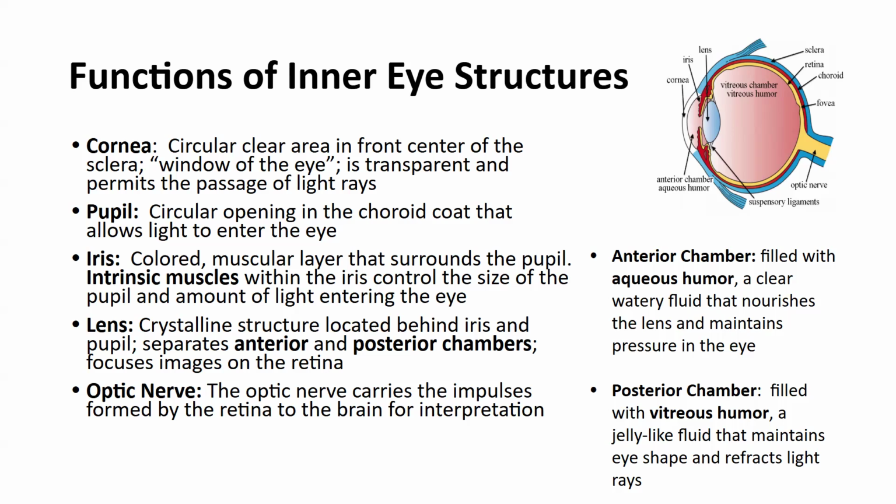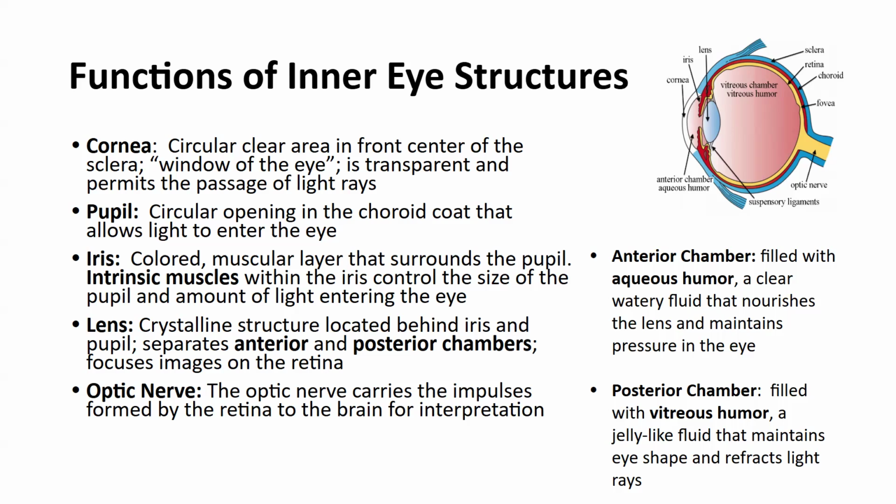And then you have your pupil. So this is going to be that circular opening in the choroid that allows light to enter the eye. So whenever light is entering the eye, that pupil is going to contract, so it's going to get a lot smaller. When the lights are dim or there's no light, that pupil is going to expand and get bigger. So if you've ever done the test where you're standing in front of a mirror and the lights are off, your pupils are really big, and then you turn the lights on and they go really small. That's just the pupil letting light into the eye.